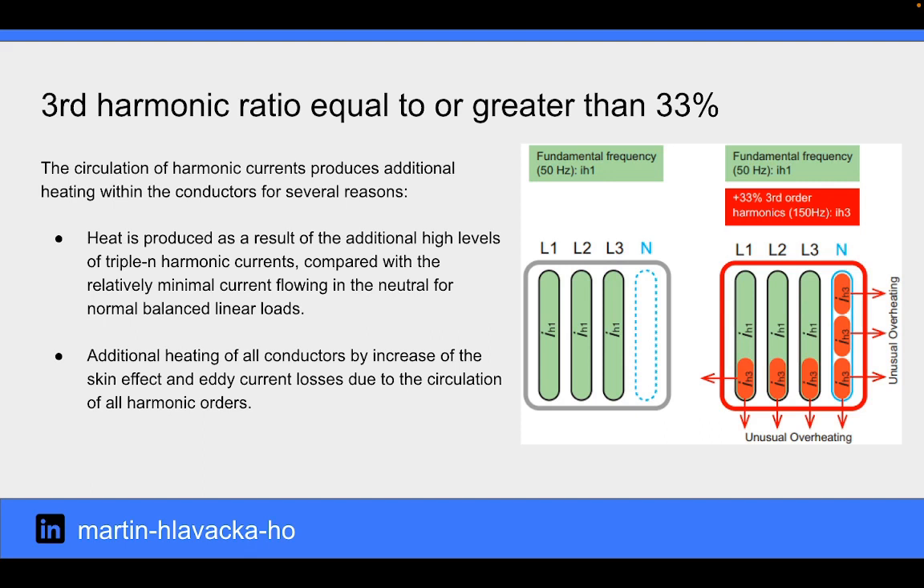The circulation of harmonic currents produces additional heating within the conductors for several reasons. The heat is produced as a result of the additional high levels of triple harmonic currents, compared to the relatively minimal current flowing in the neutral for normal balanced linear loads, and additional heating of all conductors due to increased skin effect and eddy current losses due to the circulation of all harmonic orders.